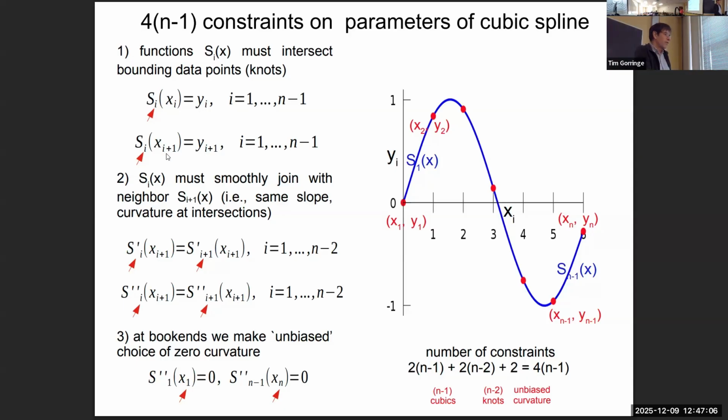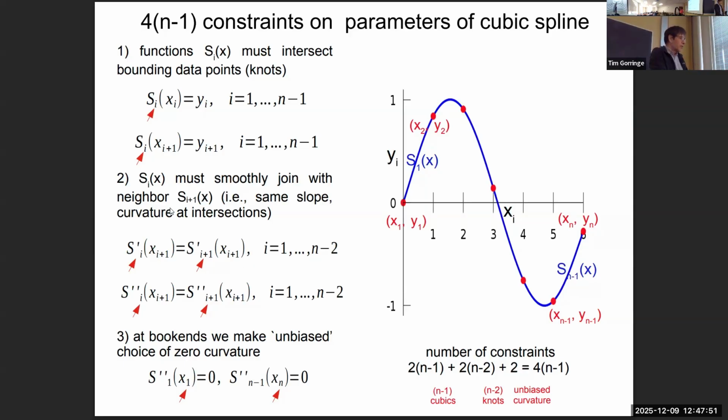And at the right-hand side of the region for that cubic, it must pass through the data point xi plus 1 and yi plus 1. So that's a pair of constraints for every cubic. So actually that supplies half the constraints that we need. We need 4 constraints for every cubic, because there's 4 coefficients in the cubic expression. And 2 of the constraints are always going to be coming from the demand that the cubic passes through the points on the left and right of its region.